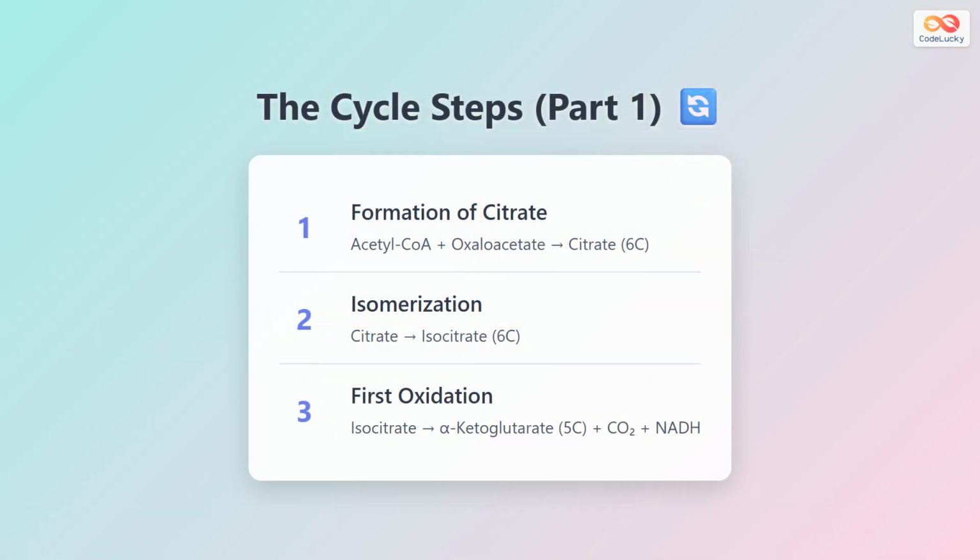Now let's walk through the first 3 steps of the cycle. Step 1 is the formation of citrate. Here, Acetyl-CoA combines with oxaloacetate to form citrate, a 6-carbon molecule. Step 2 is isomerization, where citrate is rearranged into isocitrate, still maintaining 6 carbons. Step 3 is the first oxidation reaction. Isocitrate loses 1 carbon as carbon dioxide and produces NADH, leaving us with alpha-ketoglutarate, a 5-carbon molecule. This is where energy extraction really begins.